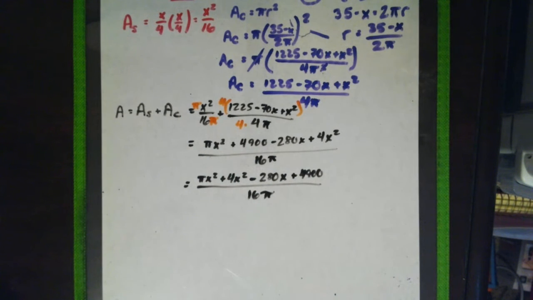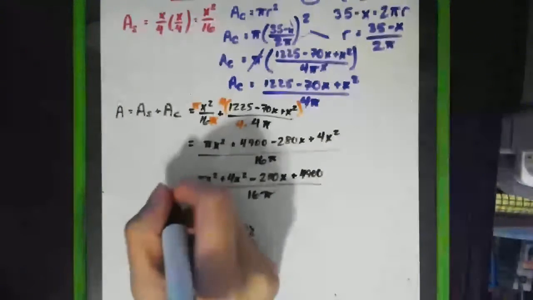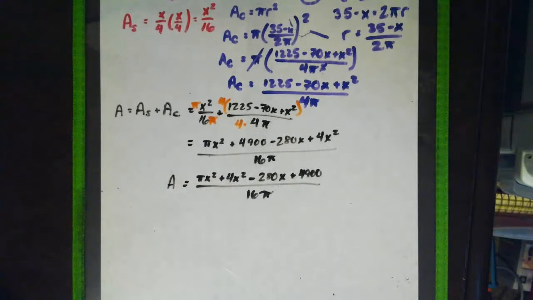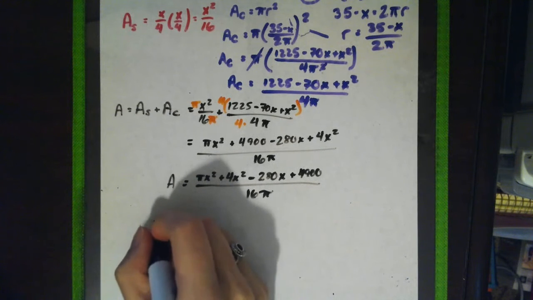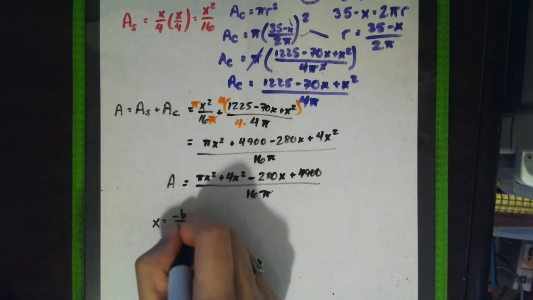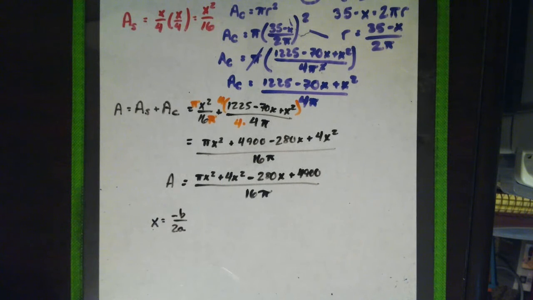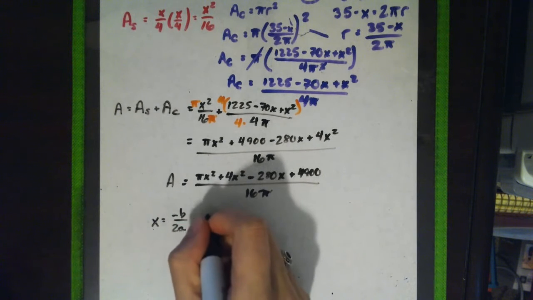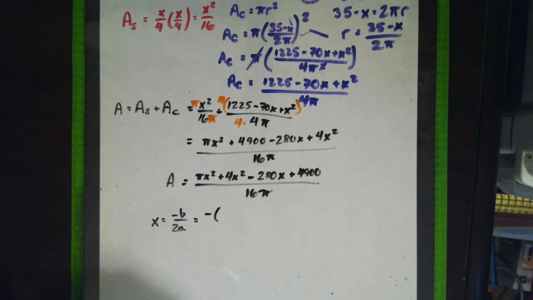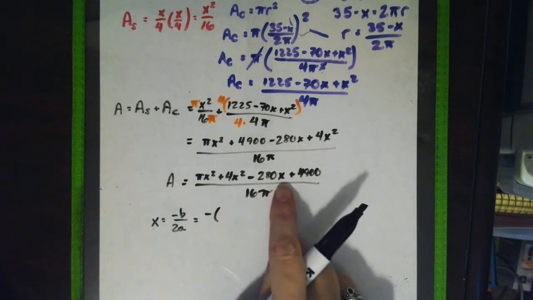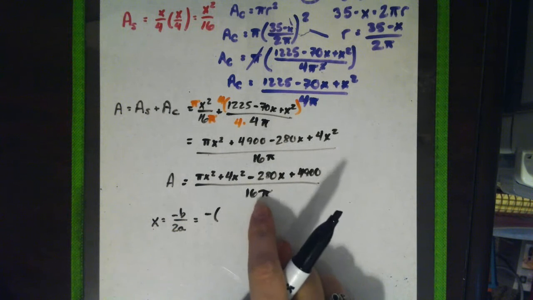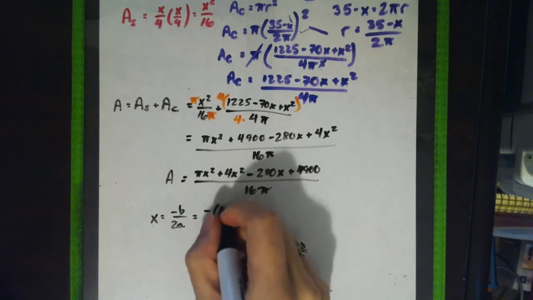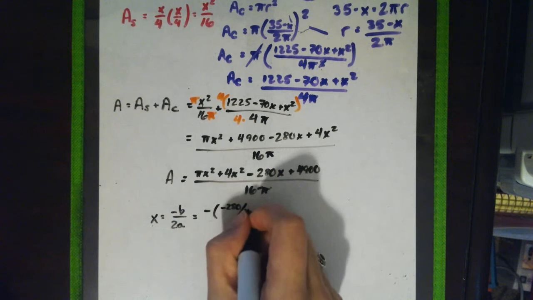So our goal is to figure out what the circumference is of the circle when A is a minimum. Remember, this is what we're working with. This is A. So if I want to minimize this, then I need to find the vertex. Well, our vertex is given by x equals negative b over 2a. It's going to be a little tricky to find in this case, but we'll have negative, our b value is the coefficient on x. Now be careful because this negative 280x is over 16 pi. So we'll have negative 280 over 16 pi.